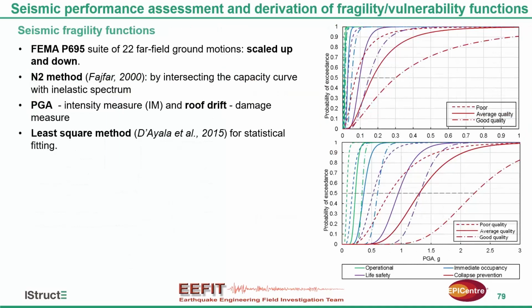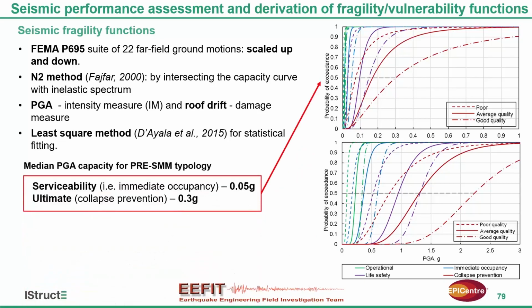In terms of fragility functions, because there are not enough ground motions from Nepal, we have used the FEMA P695 suite of ground motions to generate these fragility curves. To summarize, for the pre-earthquake typology, the median PGA capacity for the serviceability limit state is 0.05 G, while for the ultimate limit state it is 0.3 G only. These numbers are considering good quality materials.